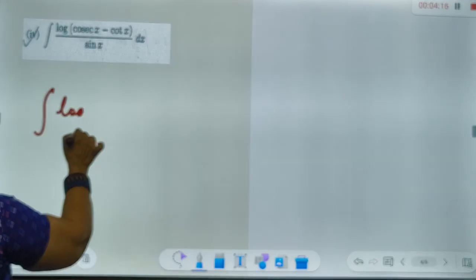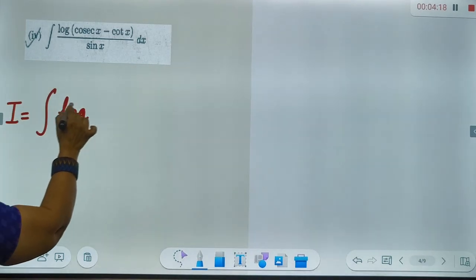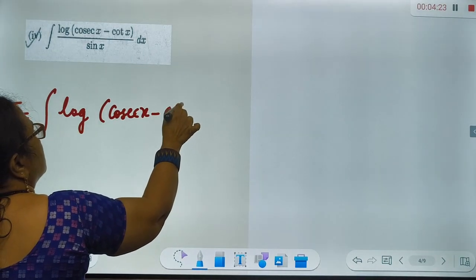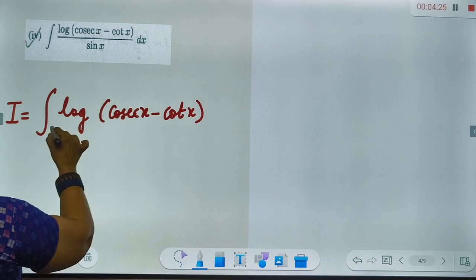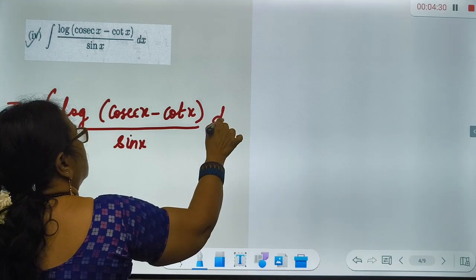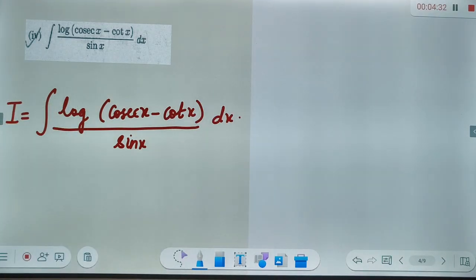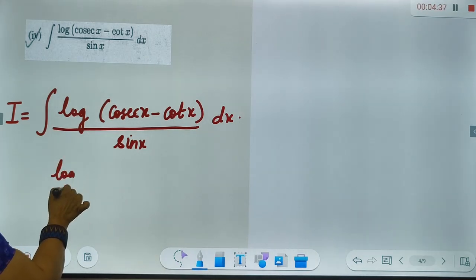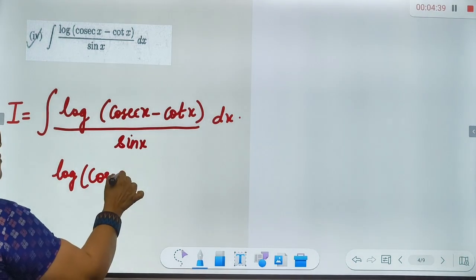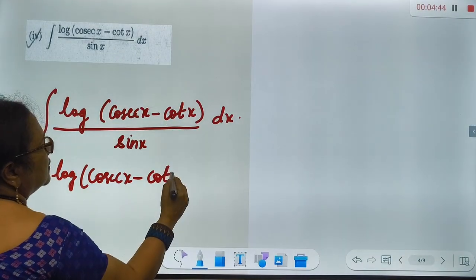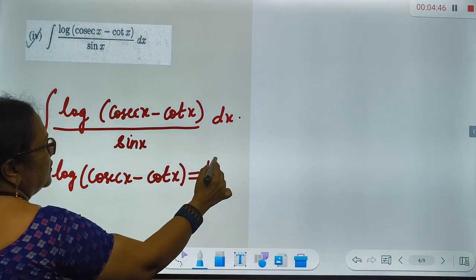Look at this problem. I equal to integral of log of cosecant x minus cot x by sin x dx. So I am just going to try, okay. I am going to take log of cosecant x minus cot x equal to t.